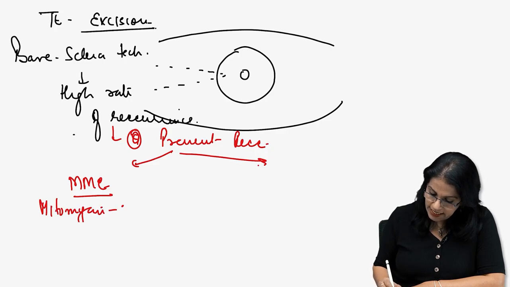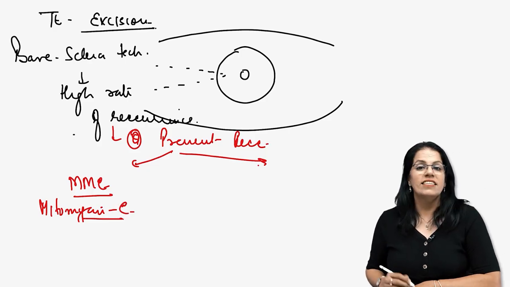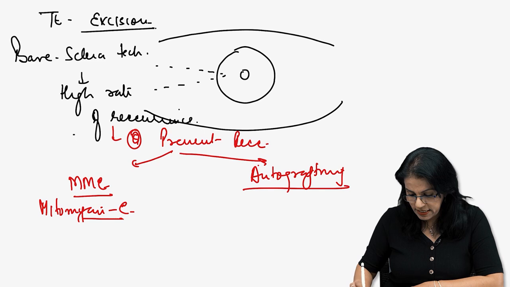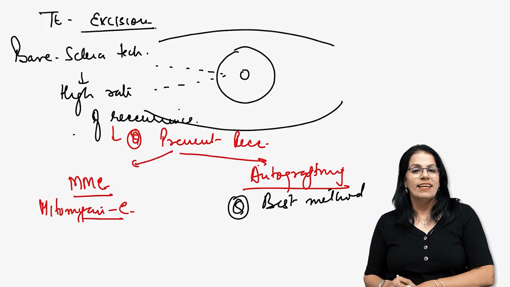But because as you can see, there are complications here, the next is autografting. So, the question is, which one is the best method to prevent recurrence? Best method will be autografting. Note down, this is the best method to prevent recurrence. Come back to the diagram.